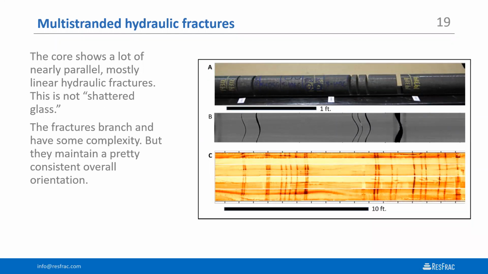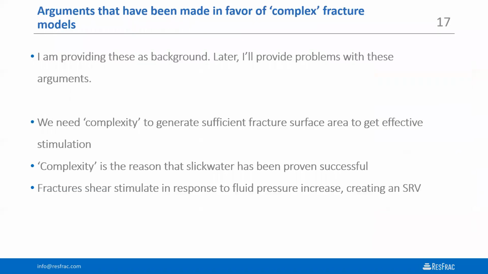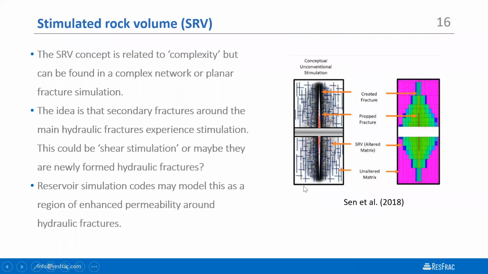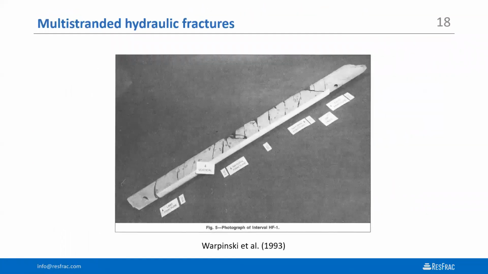But I also want to emphasize another point. This does not look like a zigzagging pathway where the fractures are going all different directions. They're all very consistently oriented. So I really don't think that we're seeing something that looks like this. What we're seeing is a lot of fractures, but they're all going pretty much the same direction with not a lot of spread.